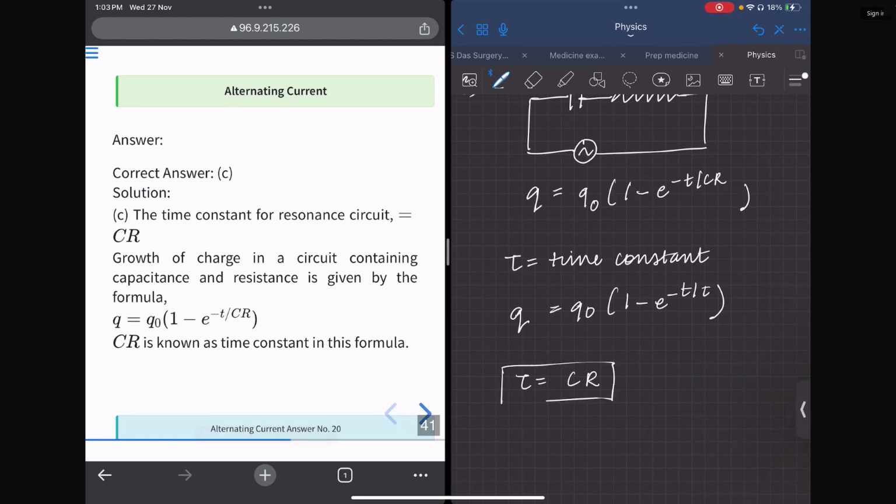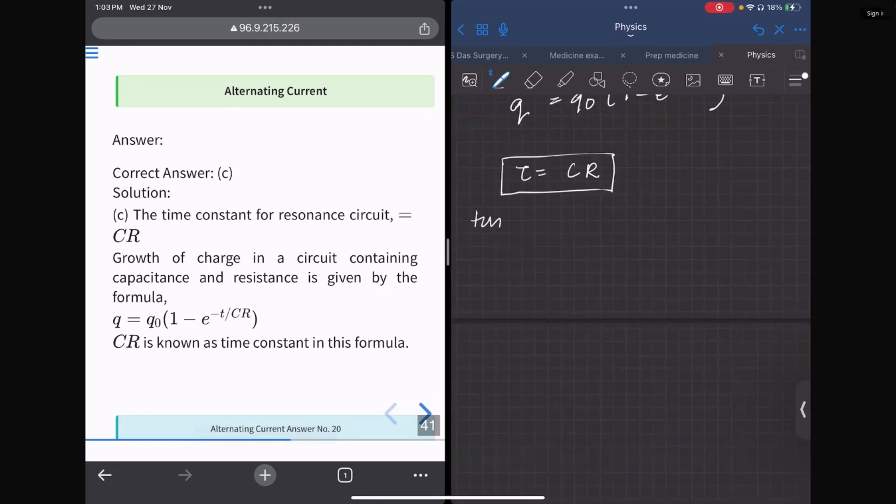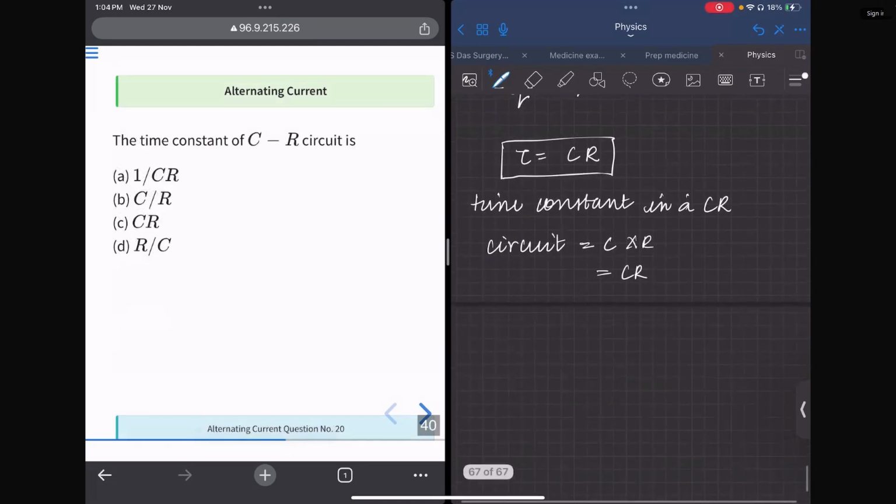Okay. So what do we learn? That the time constant in a CR circuit is equal to C multiplied by R. Okay. And this right here is our option C.